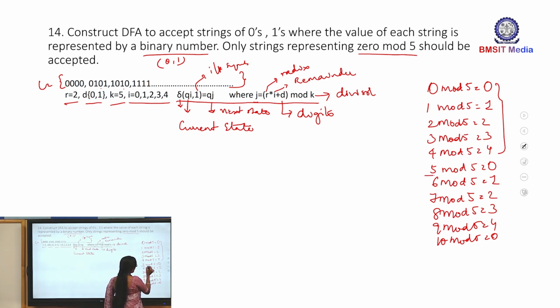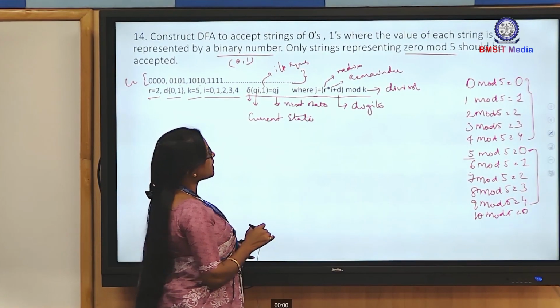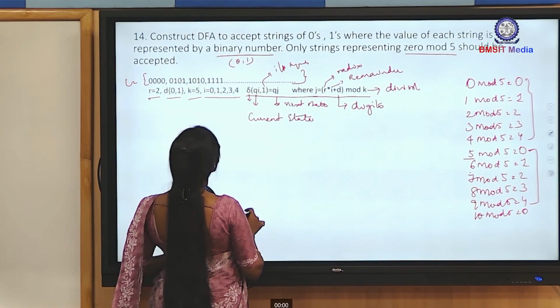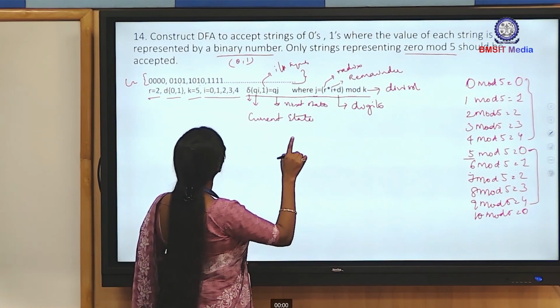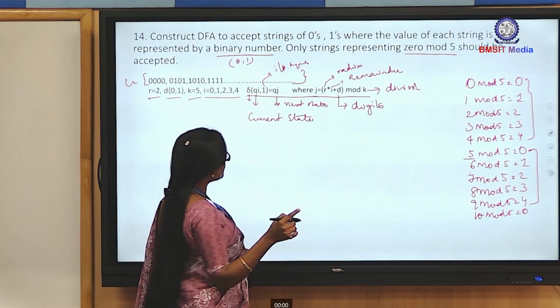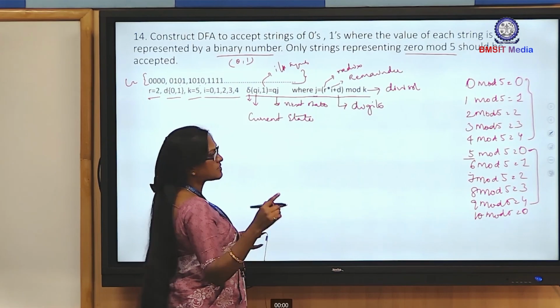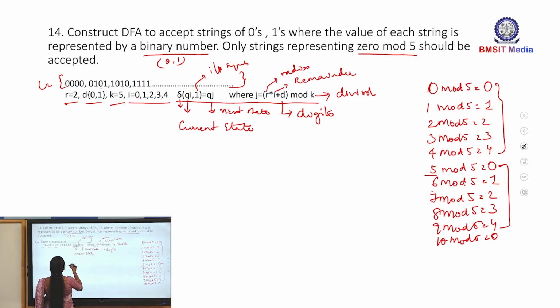Whenever we see 5 mod 5, it is 0. Again 6 mod 5, you can see the same pattern is repeated and so on. So the possible remainders are 0, 1, 2, 3, 4. And why is it important to find this out? This actually determines the states present in the DFA problem. If the divisor is 5, we'll have 5 states. If it is 3, we have 3 states. If it is 4, we have 4 states and so on. So in this case, we'll be having 5 states.